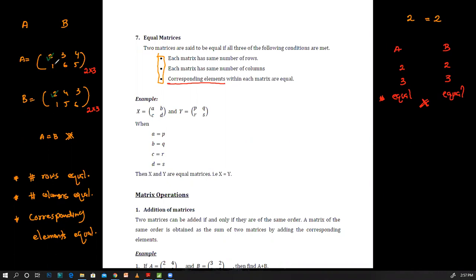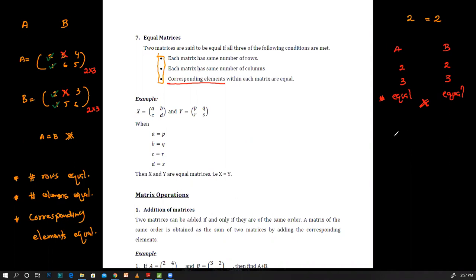But if you look at the second element, second row, first element, we have the value 1 in both matrices. Now, if you move to the next one, the second column, here we have 3, here we have 4. Now we can say that the corresponding elements are not equal to each other. Therefore, as soon as we find at least one corresponding element which does not satisfy this condition, we can say that A and B are not equal.